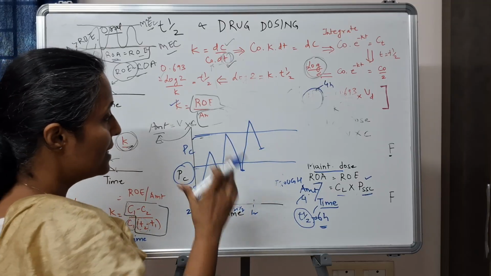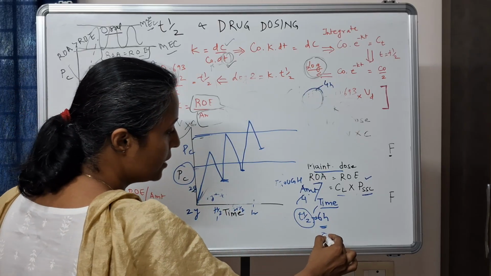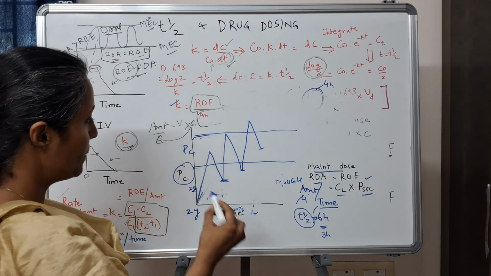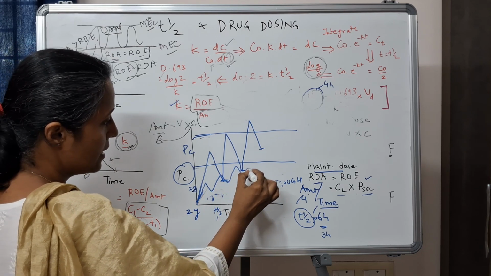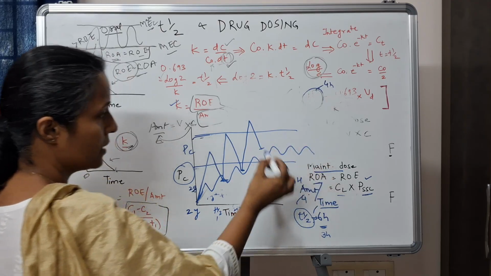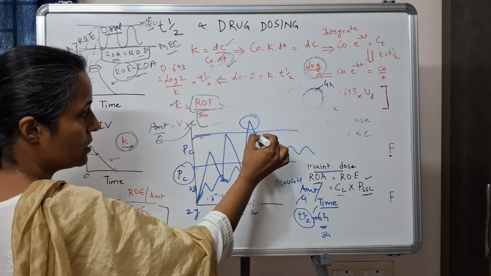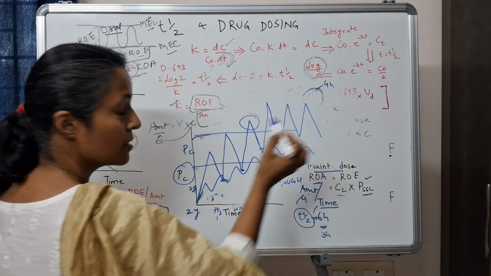Now with the same drug, I decrease the dose, I halve the dose and I give it every 3 hours. What is going to happen? Again it will go up and down like this, and again in 4 to 5 half-lives it will come here. But for this, what is going to happen? You see the fluctuations are more. It may be something like this, right?